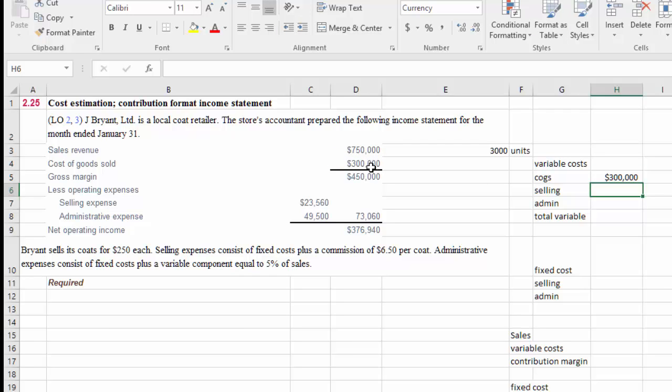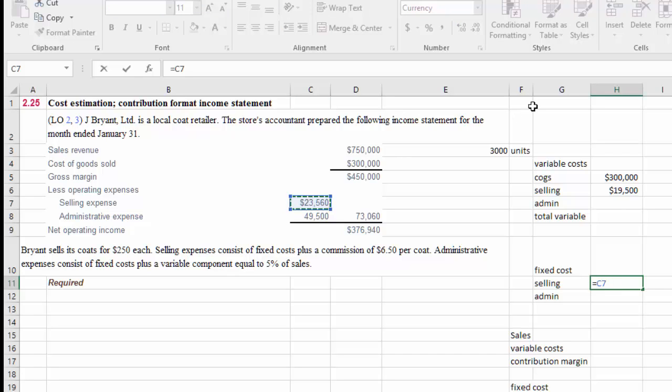Okay, now let's look at our sales expense. So our sales expense is $23,560. What we see here is the selling expense consists of a fixed cost plus a commission of $6.50 each. So the variable portion of the sales expense is going to be 6.5 times the number of units. Hence, this is why we absolutely need to understand how many units we sold so that we can do the complete calculation. Okay, so our variable selling expense is $19,500. Our total selling expense is $23,560. So we want to put the remainder into fixed cost. So it's going to be our selling expense minus our variable cost. So our fixed cost here is $4,060.